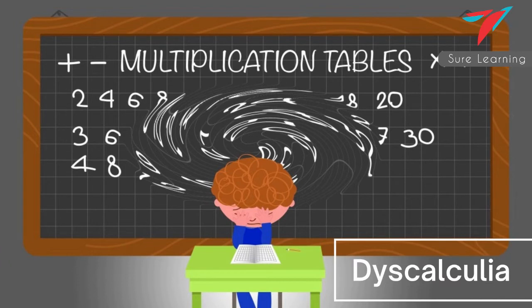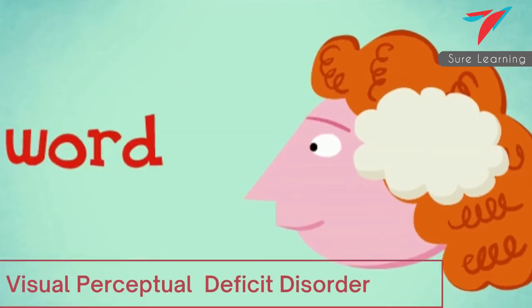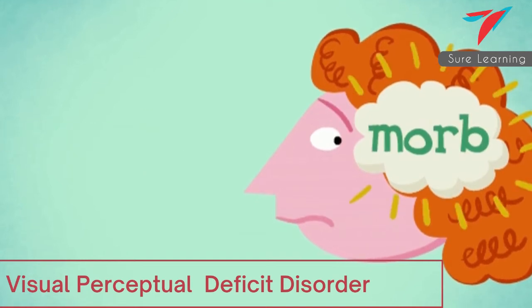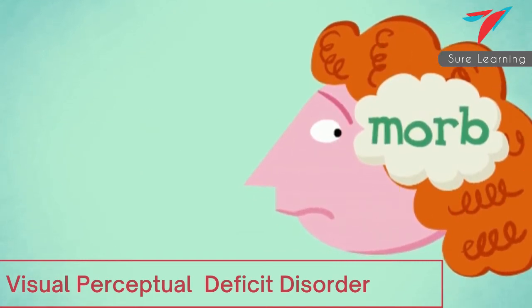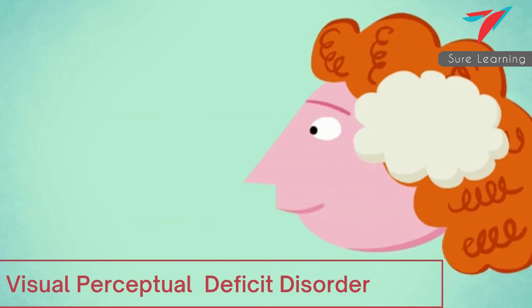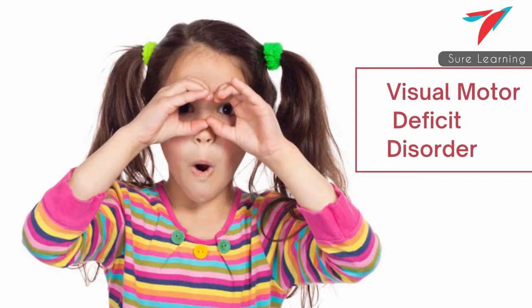Dyscalculia. In this condition, children have difficulty in understanding math-related concepts, problem in calculation, and basic math skills. Visual perceptual deficit disorder. Students have problem in interpreting things. For example, they may see P, S, Q or D. In visual motor deficit, students may have difficulty in understanding distance between the objects.